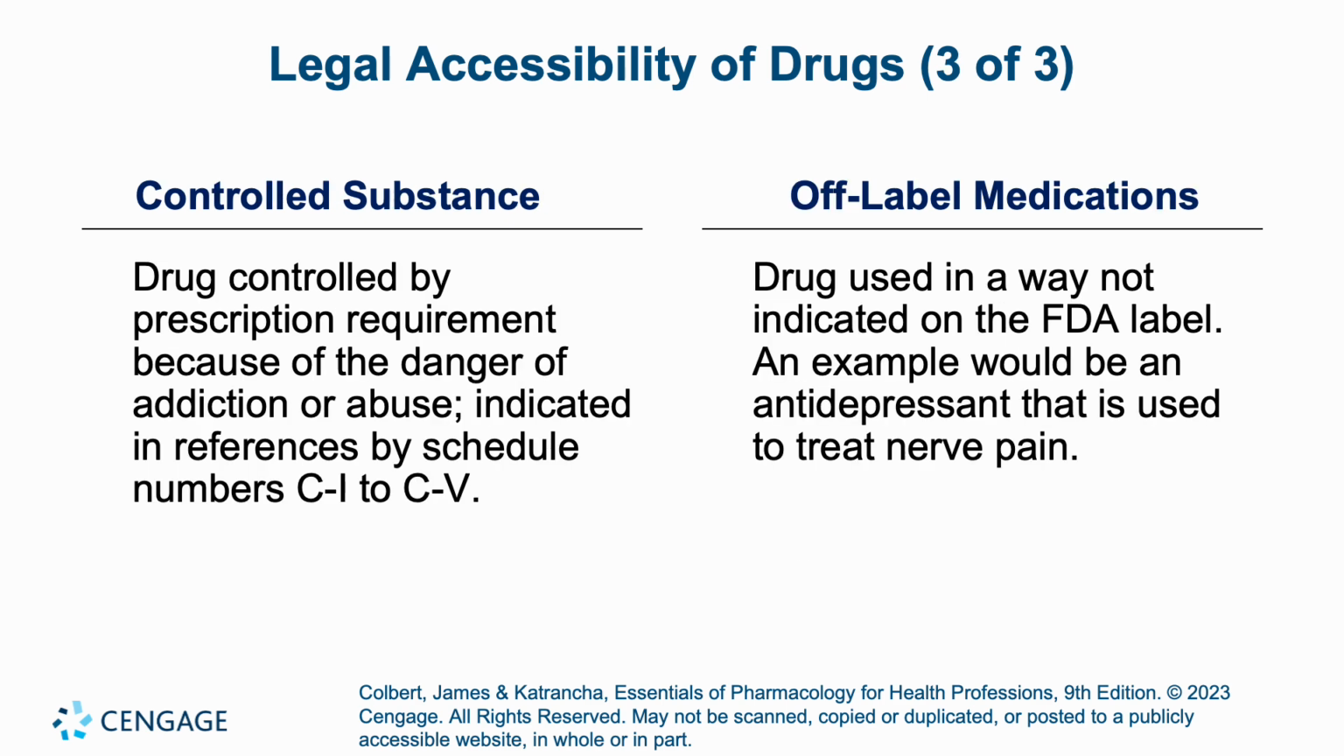The third category is controlled substances we talked about in lecture 1. These drugs are controlled by prescription requirement because there's a danger of addiction or abuse, indicated by schedule numbers C1 to C5. Off-label medications are drugs used in a way not indicated on an FDA label. An example would be an antidepressant that's used to treat nerve pain.